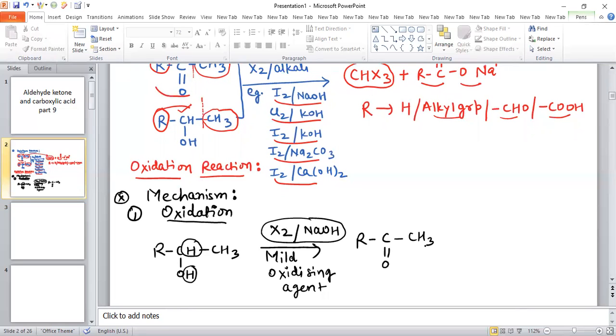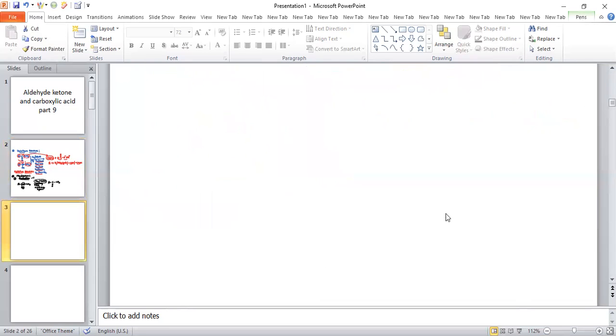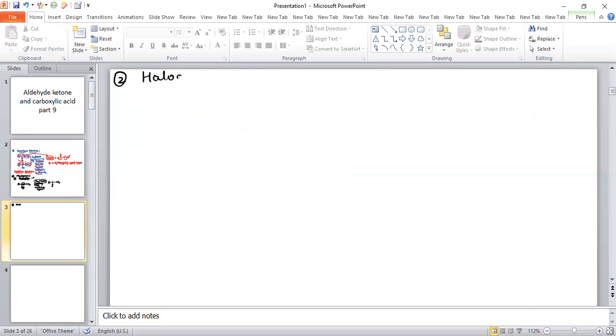Now the halogenation will occur. So this step is oxidation. Now in the second step, halogenation will occur. So the first step is oxidation and the second step is halogenation. Now see what happens in the second step.